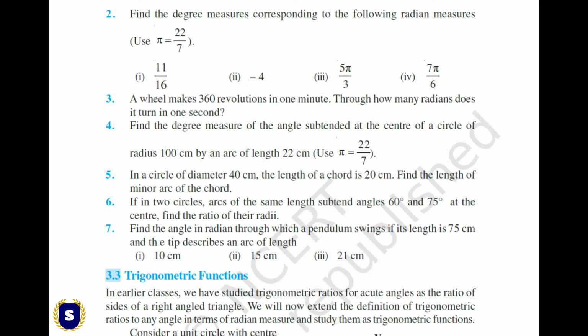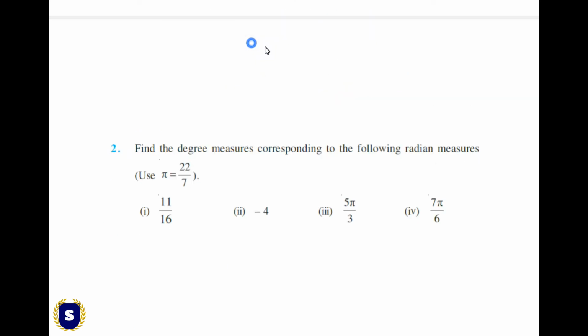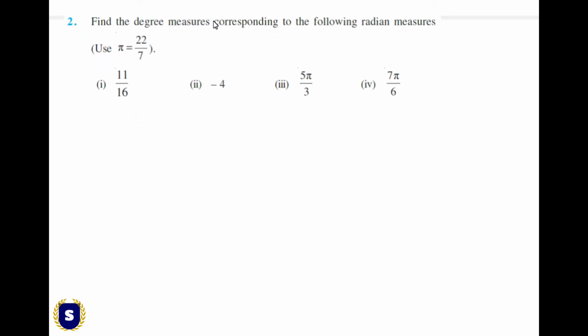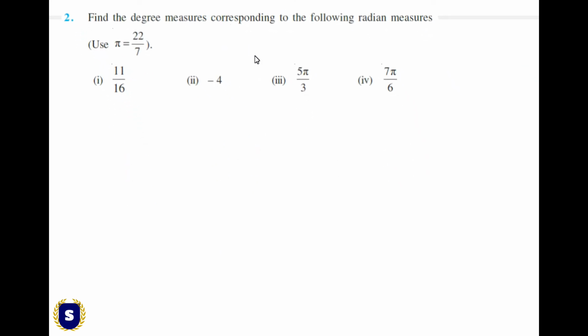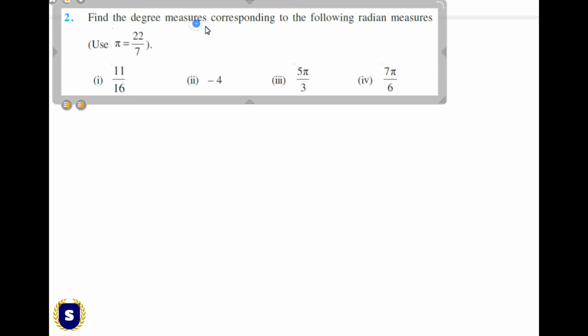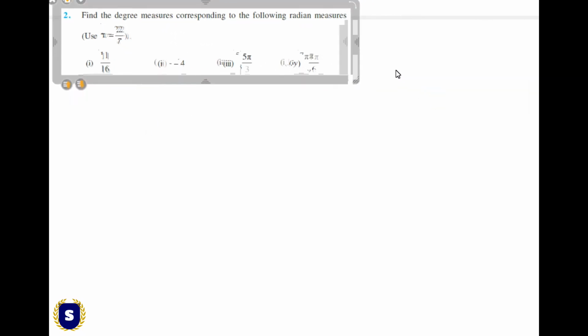Question number 2. Find the degree measures corresponding to the following radian measures. So now we have to convert radian values into degree values. We'll use the same unitary method, but now we have to multiply the given value by 180 upon pi instead of pi by 180, because now we have to convert radians into degrees instead of degrees into radians. Okay.